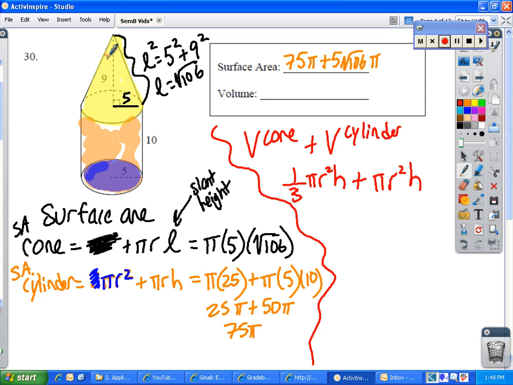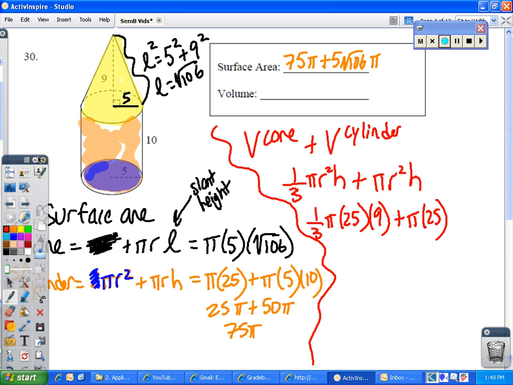This cone would not perfectly fit in this cylinder because the height of the cylinder is 10 and the height of the cone is 9, so it wouldn't perfectly fit in it. That's why we can't combine these two together. So the cone, we're going to go 1/3 pi r is 5, so 5 squared is 25, and h of that cone is 9. Plus for the cylinder, pi r squared is 25, and the h of the cylinder is 10.